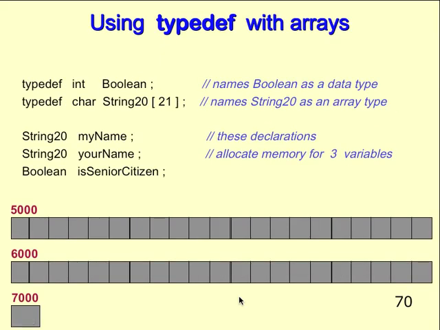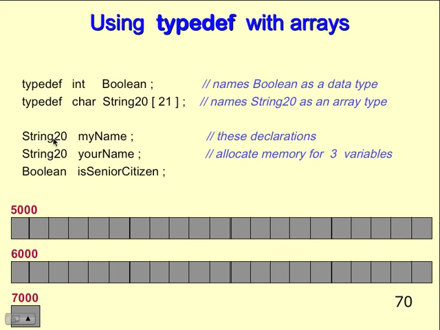Using typedef with arrays. This is an interesting thing that actually comes in handy because for some reason people don't like to use arrays. Or I don't know why. Some people are afraid of the subscript values. So here we have typedef integer boolean. So it names boolean as a data type, which is really of type integer. And then we have character, which is really a character array. Character 20 is an array type of 21 characters.